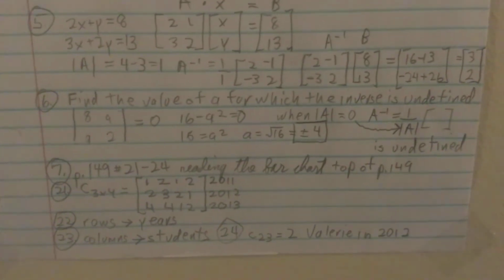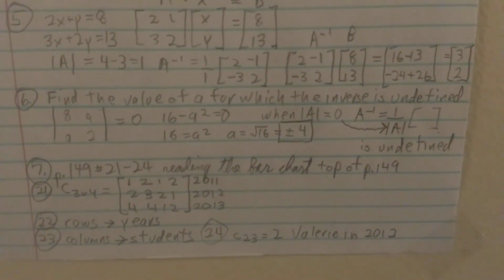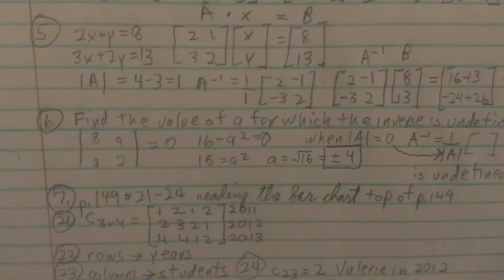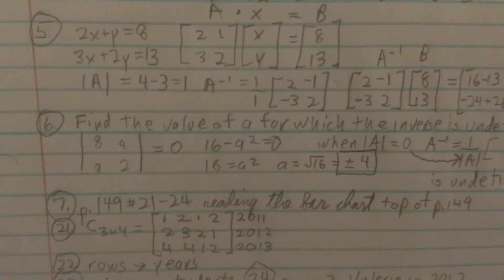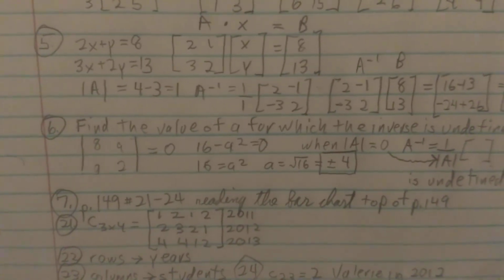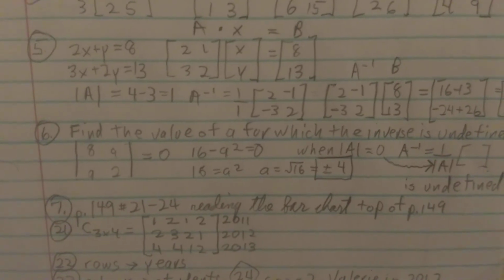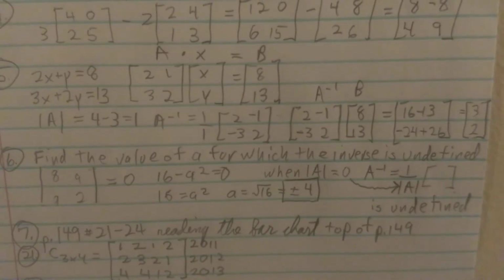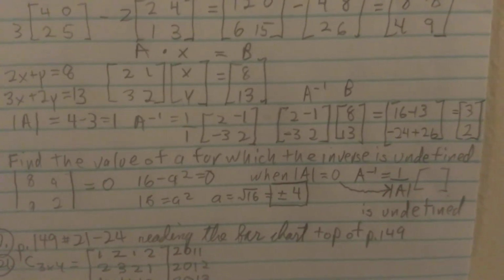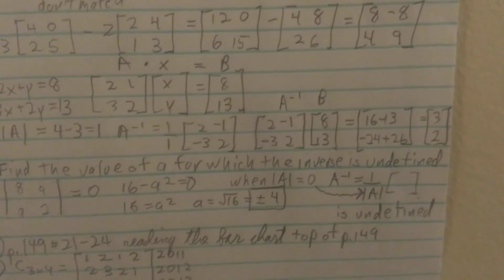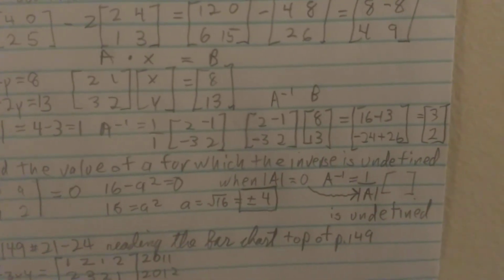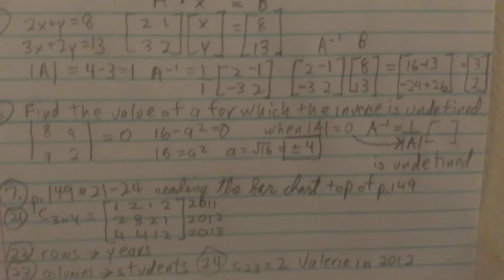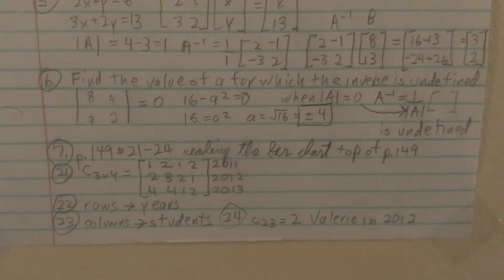And for 6, we want to find the value of a for which the inverse is undefined. The inverse is undefined if the determinant is 0 because it's 1 over the determinant for the inverse. So here I have 8 times 2, 16 minus a squared. I set that to 0. And I get 16 equals a squared, or a is the square root of 16, which is plus or minus 4. So when the determinant of A is 0, A inverse is 1 over 0, which makes it undefined. So negative 4 and positive 4 are my answers.